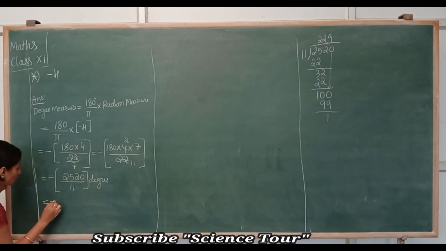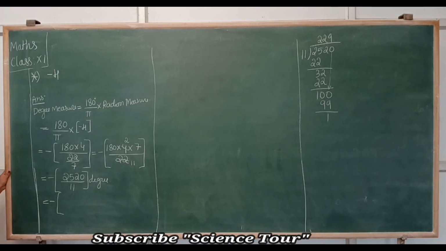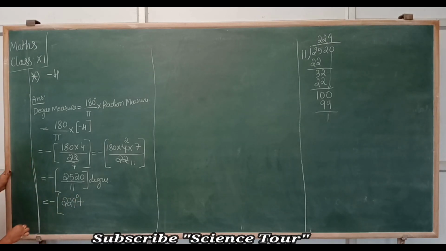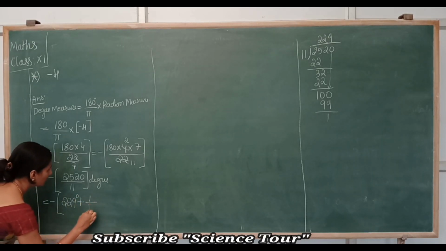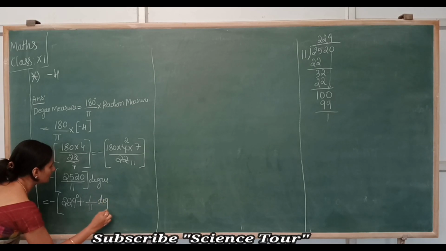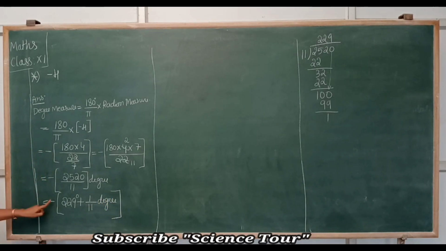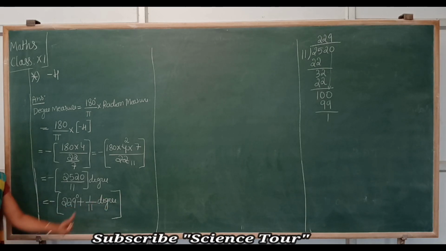So how can we write this one? Minus outside, so it is 229 degree plus what is the fraction? 1 divided by 11 degree. So this minus is outside: 229 degree plus 1 divided by 11 degree.